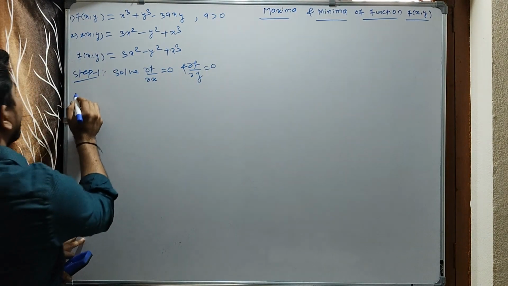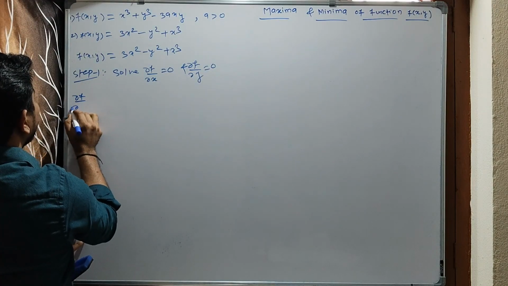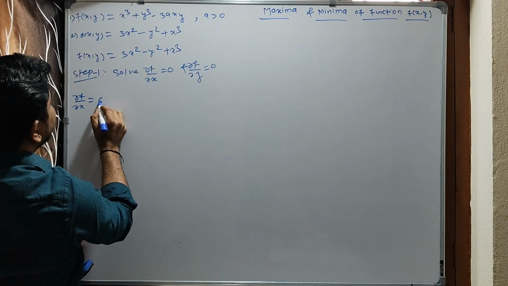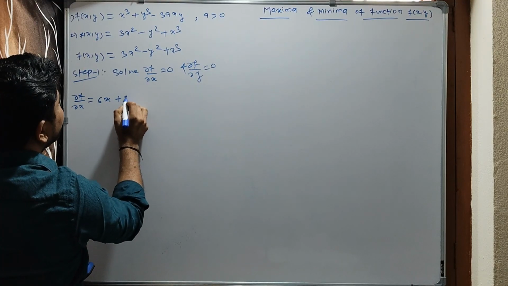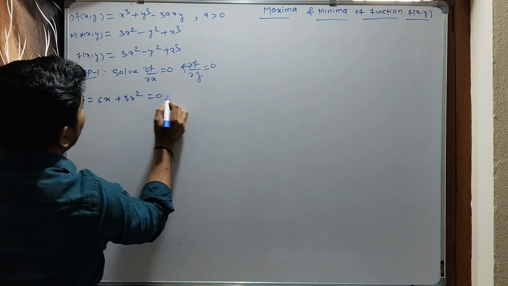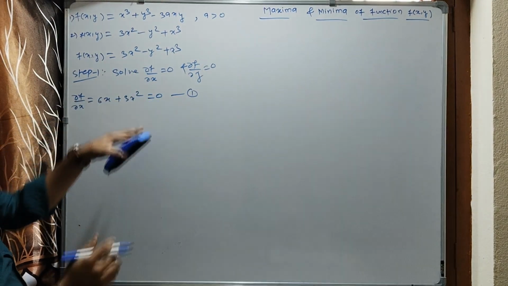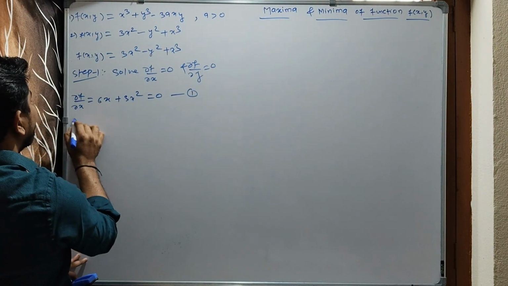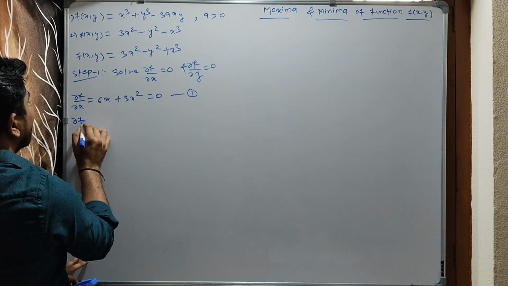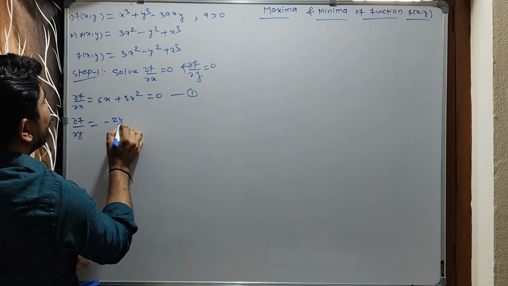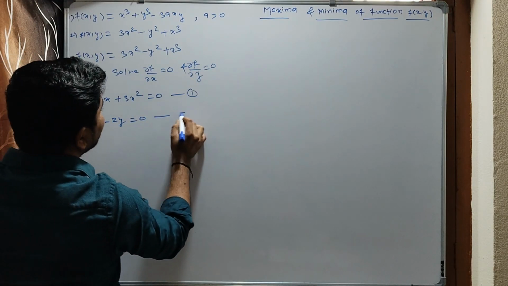Therefore dou f by dou x, the partial derivative of this function with respect to x, is 6x plus 3x square equal to 0. Let's say this is my equation number 1. Now the partial derivative of this function with respect to y, keeping x as a constant, dou f by dou y equals minus 2y, which is equal to 0. This is my equation number 2.